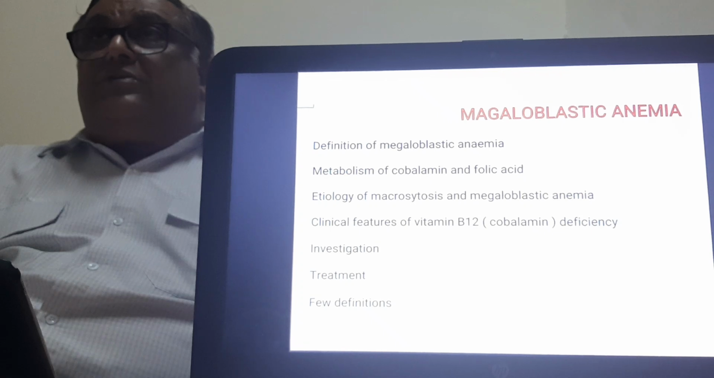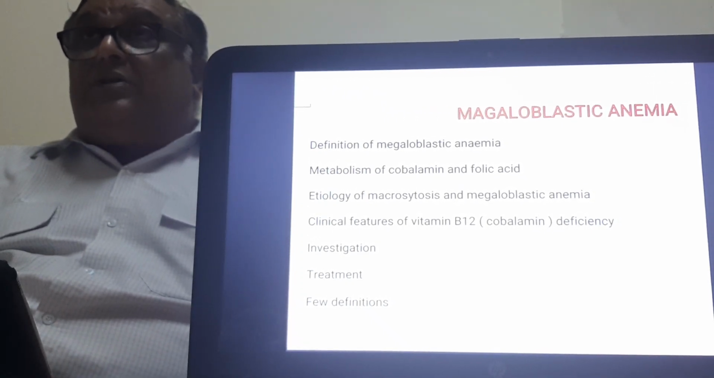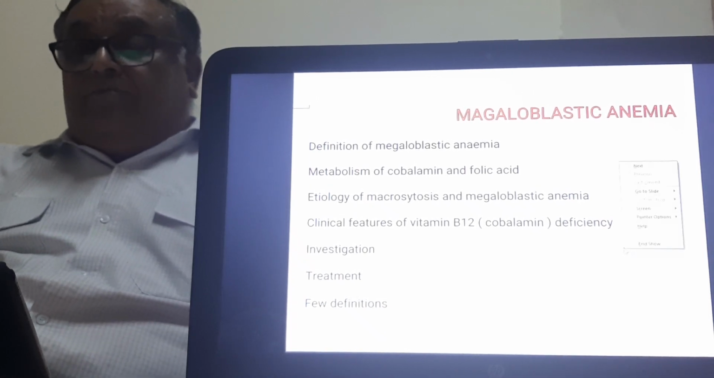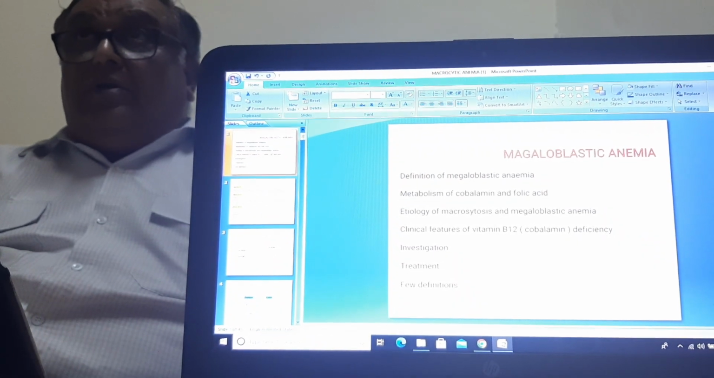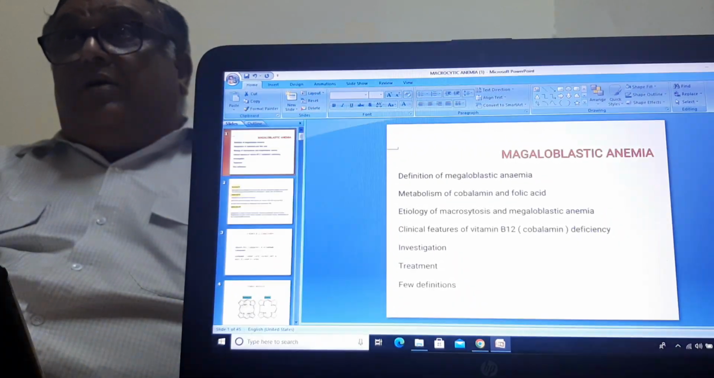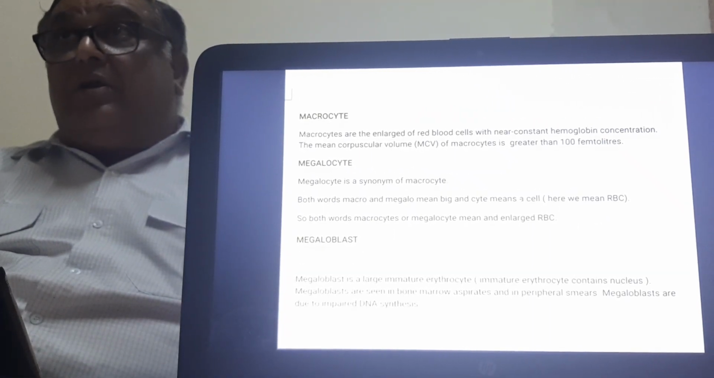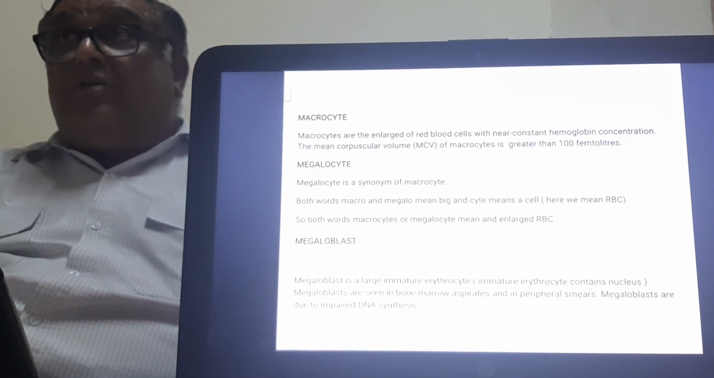Now, first thing first is what is a macrocyte? As the name suggests, it is composed of two words, macro and cyte. So it's a large cell, a large RBC. It is defined as an RBC which is more than 100 femtoliters in size. So it is defined by the mean corpuscular volume.